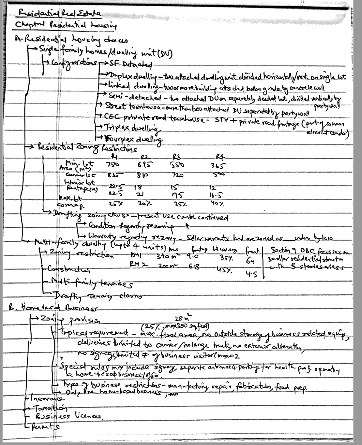So, going with single family homes, what are the residential choices? There is the notion of a single family home, or a single dwelling unit, and also the notion of a multi-family dwelling unit, which has up to 4 units. Let's first start with the single family homes.